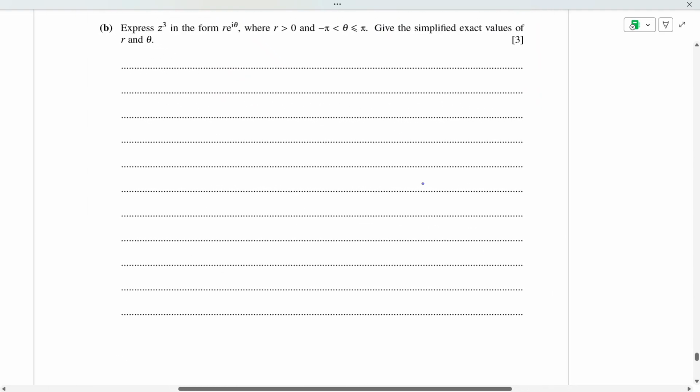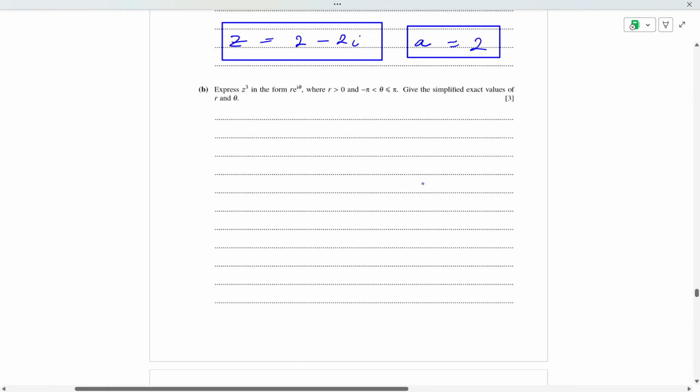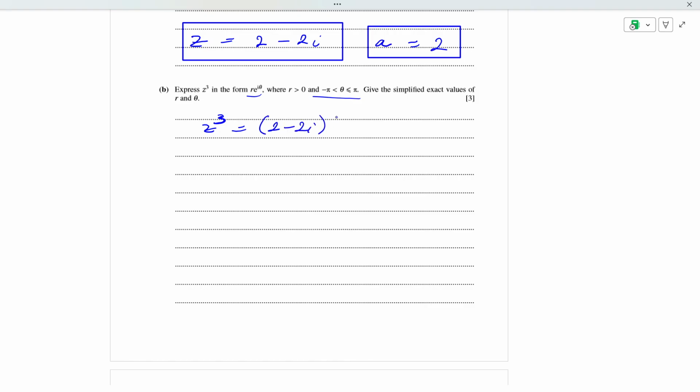All right. The last part of this paper. It says to express z cubed in the form re to the i theta, where r is greater than 0 and theta is in that given domain. So what you want to do here, you have your z cubed, which is equal to (2 minus 2i) cubed. If you don't have a calculator, you can use the binomial expansion formula, and you can expand this using that formula.